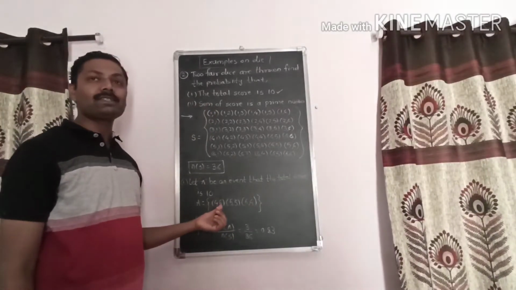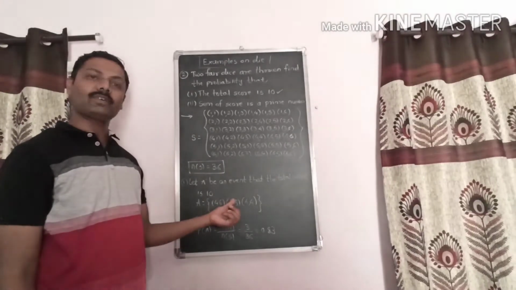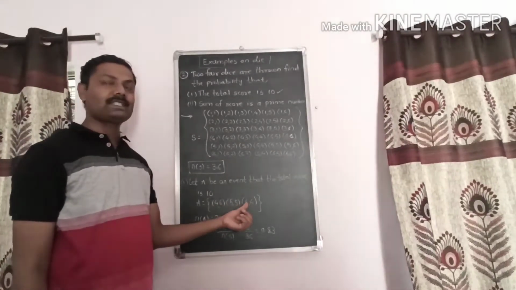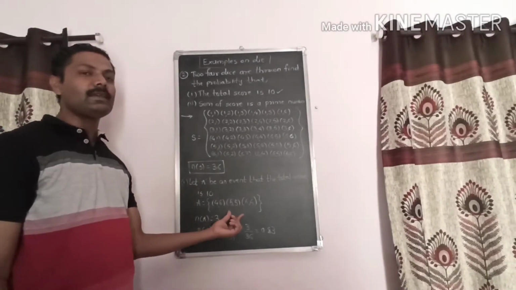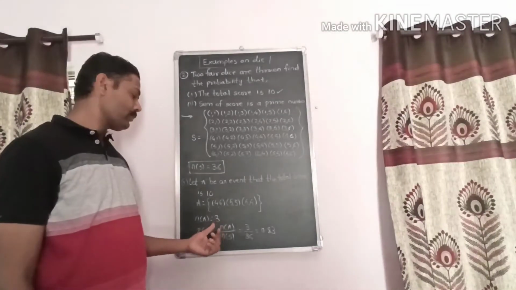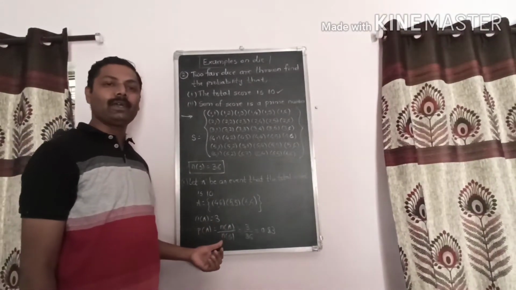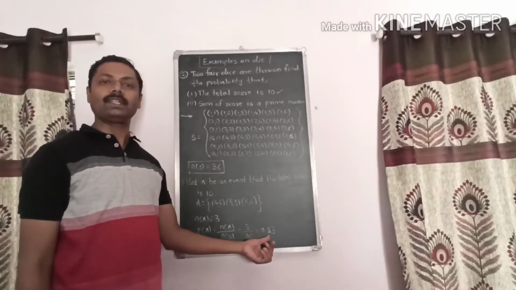First pair is 4, 6. It means 4 plus 6 it is 10. 5, 5, 5 plus 5 it is 10. 6, 4, 6 plus 4 it is 10. So we have selected these 3 pairs whose sum is 10. So n of A is 3. P of A is n of A divided by n of S. 3 upon 36 it is 0.083.